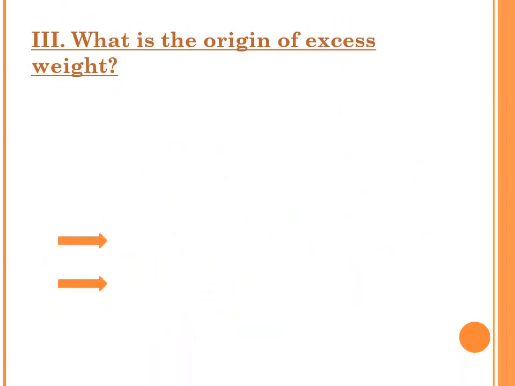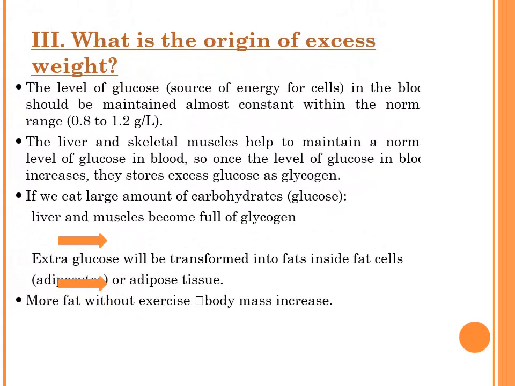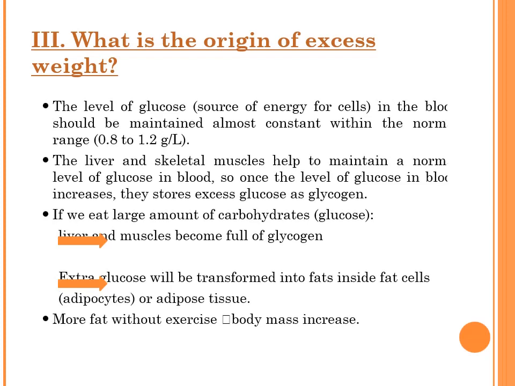What is the origin of the excess weight? As we all know, the level of glucose in blood should always be constant, between 0.8 gram per liter and 1.2 grams per liter. The liver and skeletal muscles play a big role in maintaining a normal level of glucose in blood. Once the level of glucose increases after a meal, the liver and skeletal muscles will store this excess glucose inside them as glycogen.